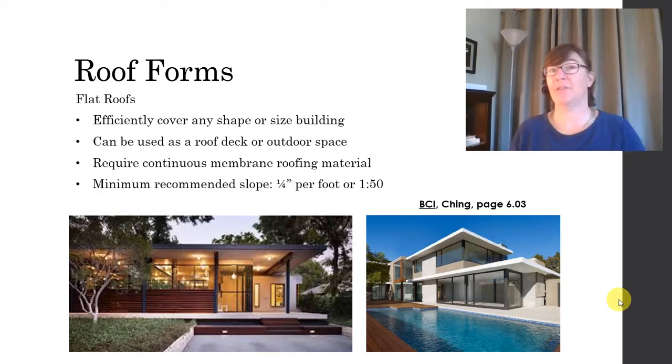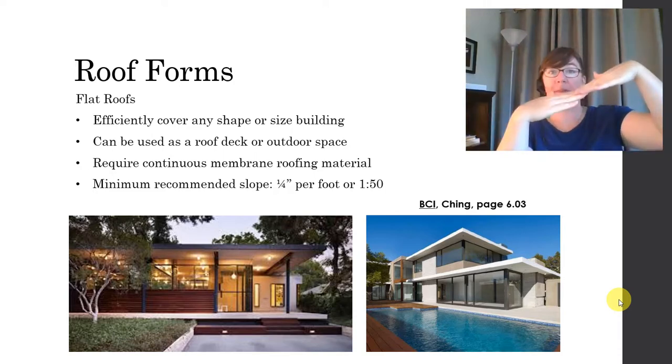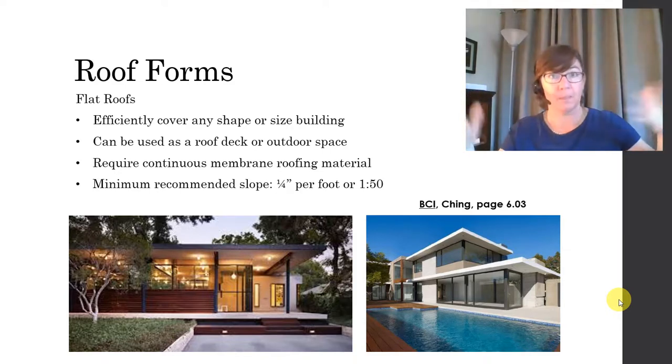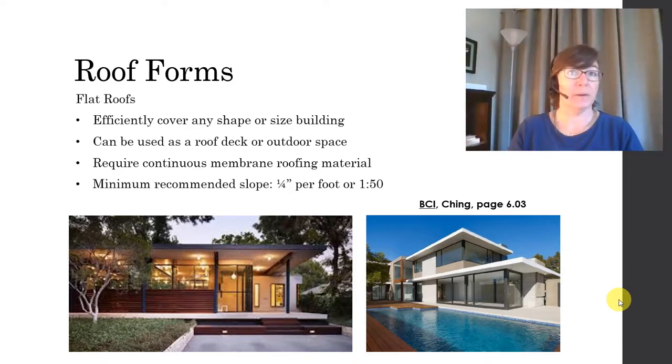I already mentioned that flat roofs aren't exactly flat. The minimum recommended slope for flat roofs is 1/4 inch, so it drops 1/4 inch per 1 foot horizontal, or 1 in 50. Right, those are the same thing.